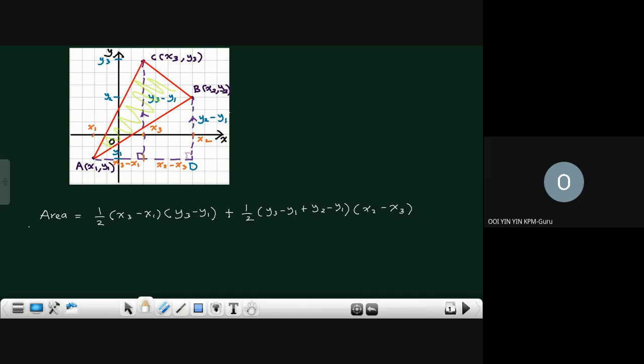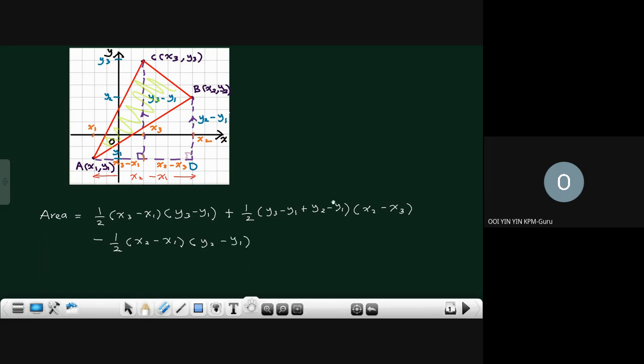But remember, the area that we want to find is the one that I shaded with the green color. So to find only ABC, we still need to minus triangle ADB. As you can see, there's a 90 degree here, so we can use the formula of a triangle, 1/2 multiplied with its base. Its base is x2 minus x1, the length from A to D, and then multiply with its height BD, which is y2 minus y1.